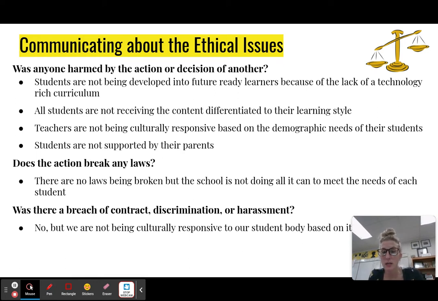There's no laws being broken, but the school is not doing all it can to meet the needs of each student. Was there a breach of contract, discrimination, or harassment?